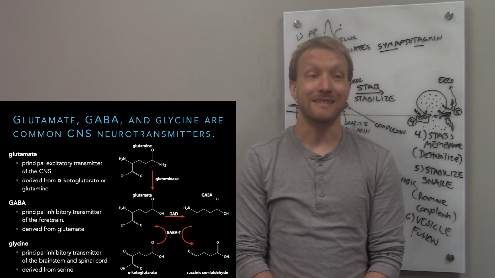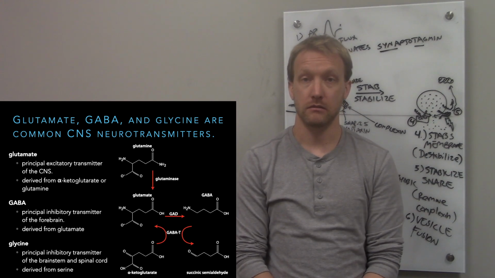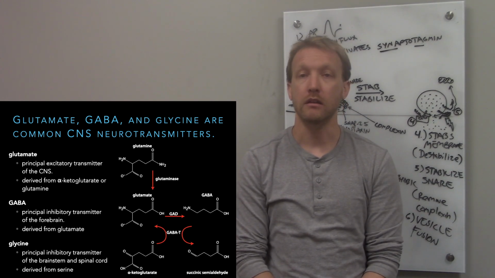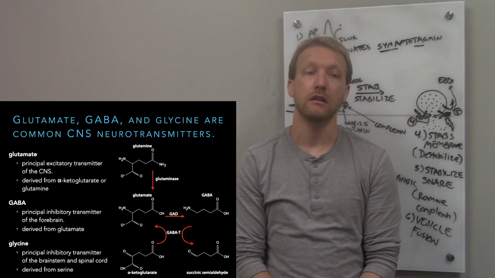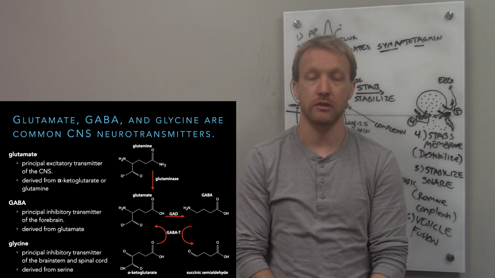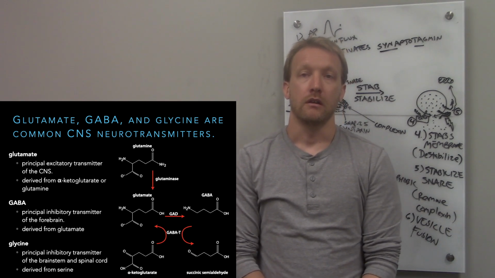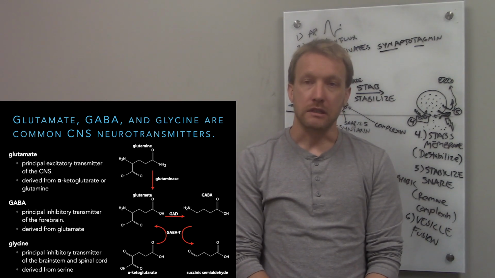Now, glutamate is itself an amino acid. So is glycine. GABA, just one step away. You can turn glutamate into GABA. It's a single process. I drew the structures out for you over there in case you care about that. So we got glutamate to excite us.